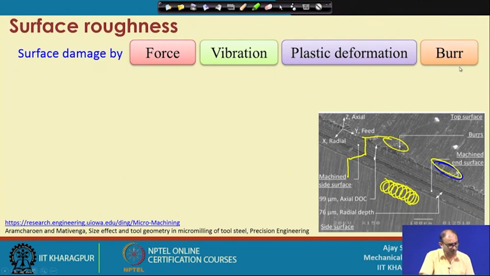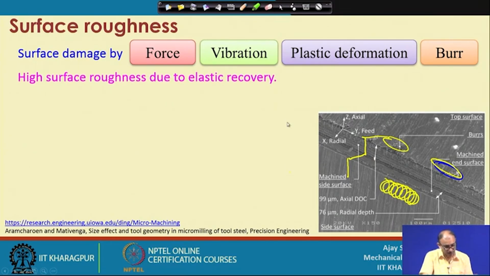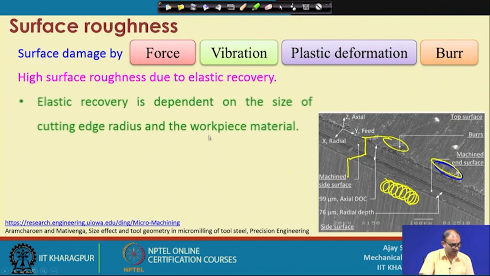And burr formation is obviously related to the surface roughness. The higher the burr formation, the higher the roughness. So, both things are coupled with each other. High surface roughness is also mostly due to elastic recovery, because we have seen in that lecture the condition when you are machining with a low depth of cut but a high cutting edge radius. In that case it is mostly elastic recovery, and your tool will just pass through the surface without removing any material. That is the problem with high roughness.